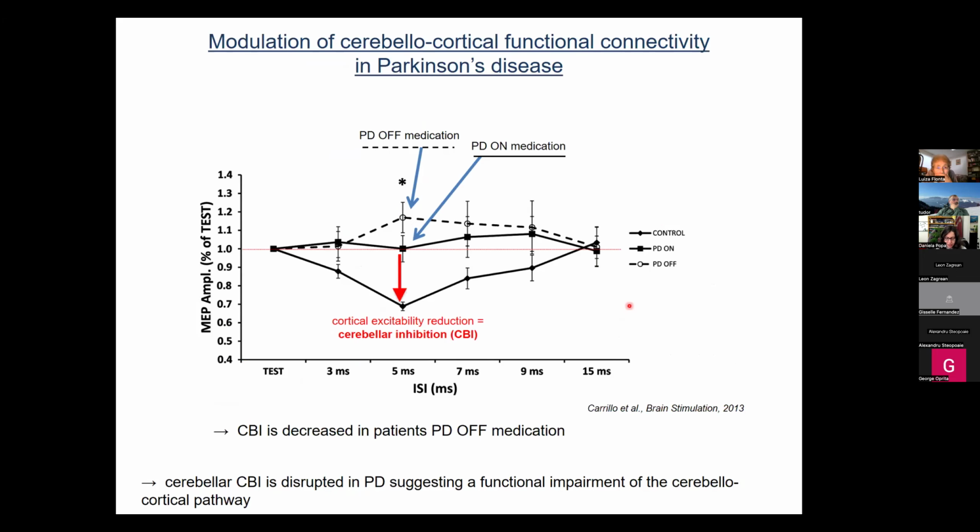People look in Parkinson's disease, and here you can have the control subject. So we can see this cortical excitability reduction, the cerebellar inhibition, CBI. But if we look in Parkinsonian patients here without medication, we see a decrease in the CBI, and the addition of levodopa, the Parkinsonian patients with medication, does not restore the deficit. So the cerebellar CBI is disrupted in Parkinsonian patients, suggesting a functional impairment of the cerebellocortical pathway.